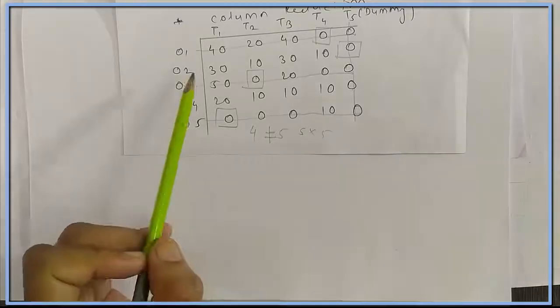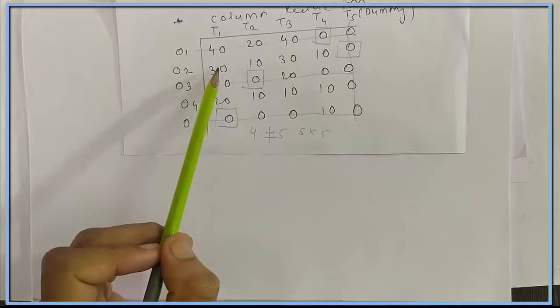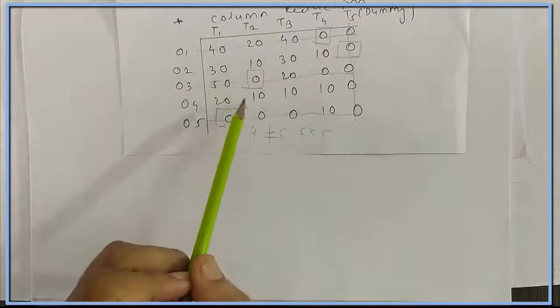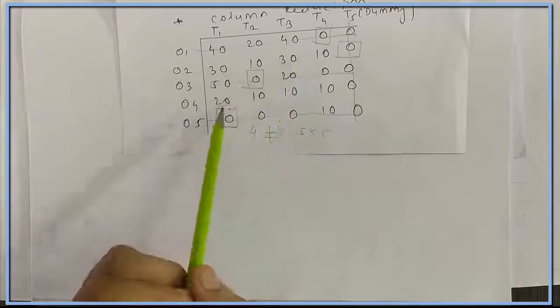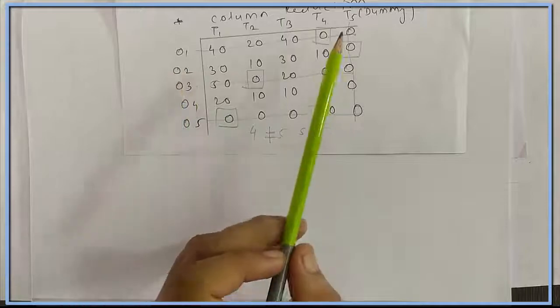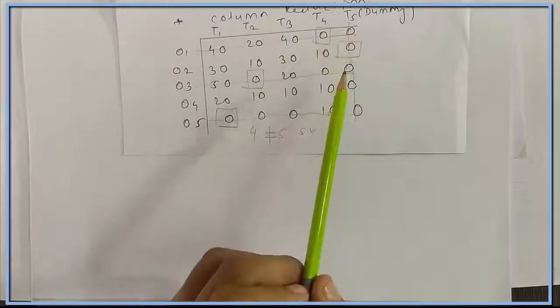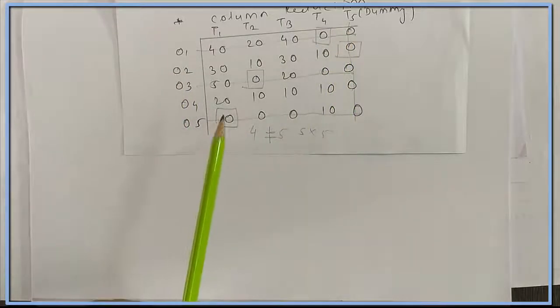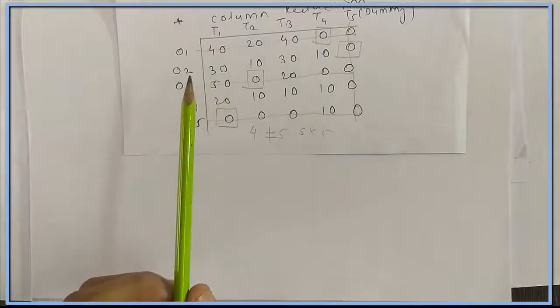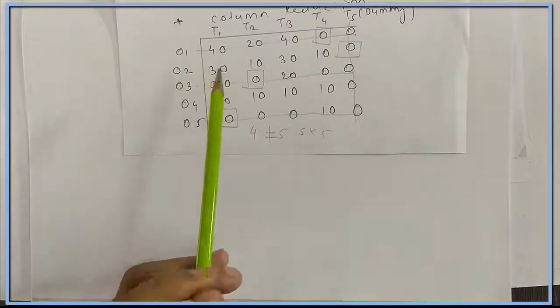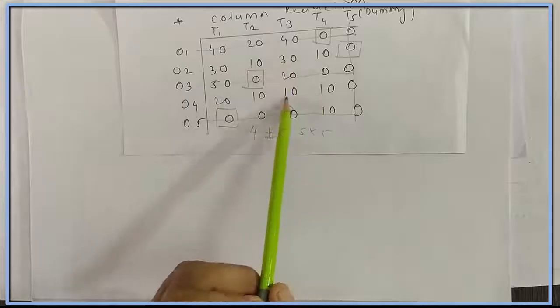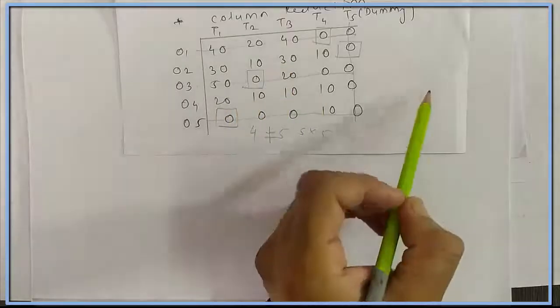Moving further, first of all identify the uncovered elements: 30, 10, 30, 10, 20, 10, 10, 10. These all are the uncovered elements, and the intersection elements are this 0, this 0 and this 0. In the next step, we will identify the smallest element in the uncovered elements. Now look at the uncovered elements. The smallest element in the uncovered elements is 10.